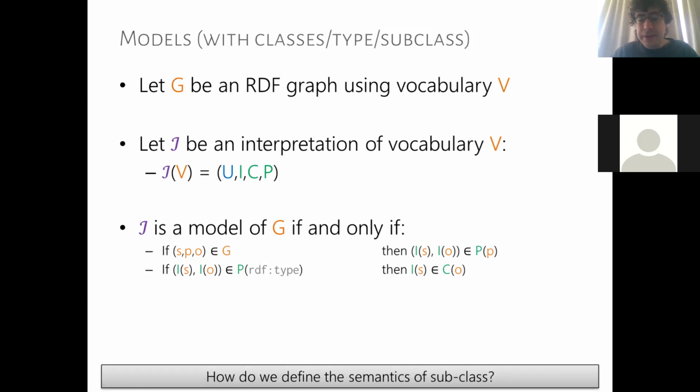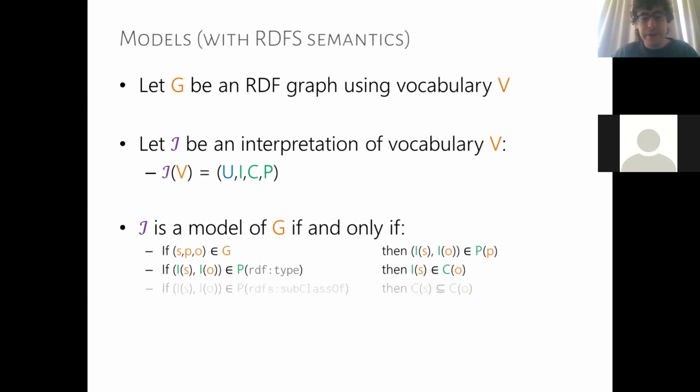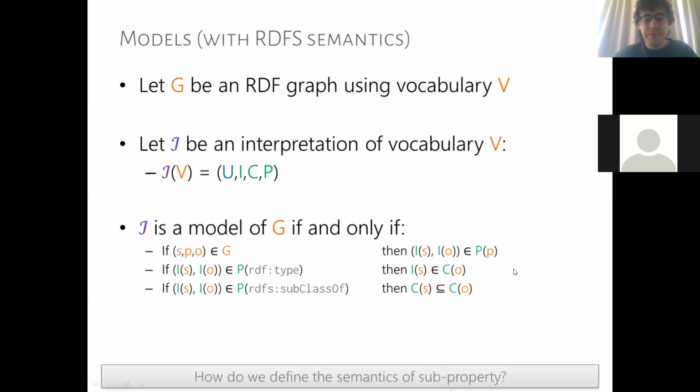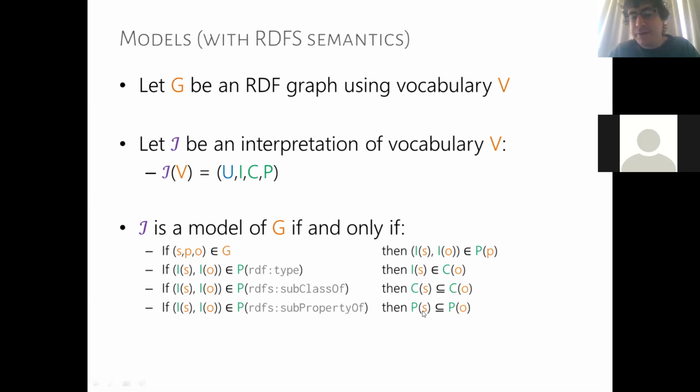How do we define the semantics of subclass? Well, here now we have these elements like C, O, for example, or P, S. These are sets, mathematical sets like you would have seen before in other parts. So how do we define subclass? We just say that the interpretation of the class of S is a subset or equal to the class of O. So if we see this triple here, subclass of S and O, then we say that the class of S is a subset of the class of O. How do we define the semantics of subproperty? It's the same thing. If we have S as subproperty of O, then we define that the set of pairs in S is a subset or equal to the set of pairs of O.